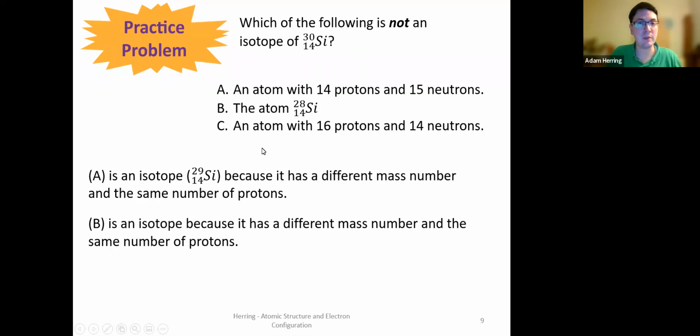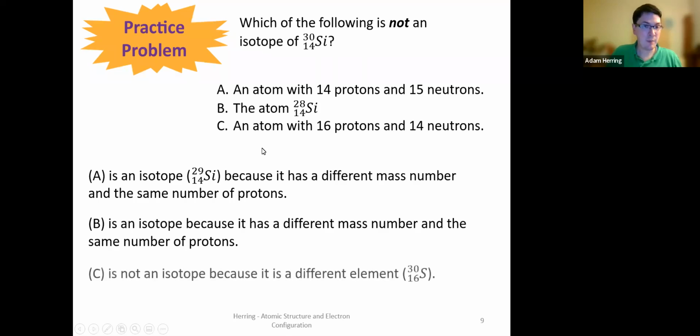Now, what about atom C? This cannot be an isotope of silicon because it has a different number of protons. This has 16 protons and 14 neutrons. So while the mass number is the same, it's a different element. And indeed, this is sulfur.